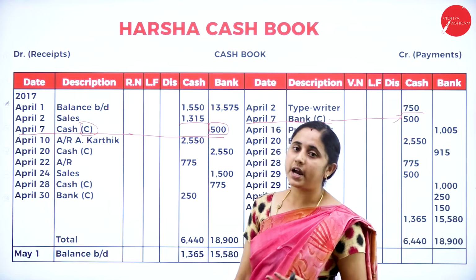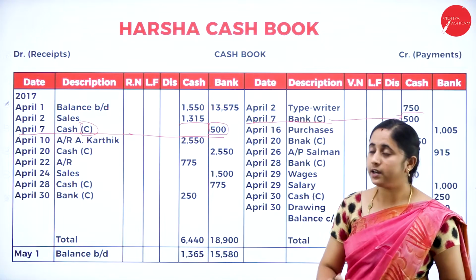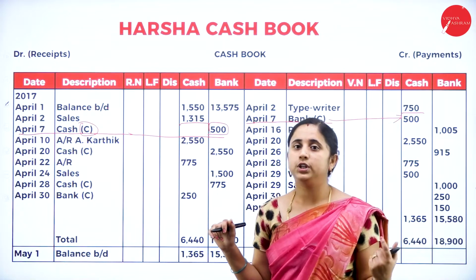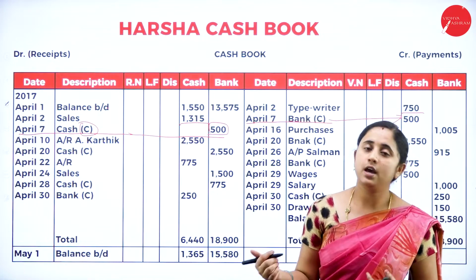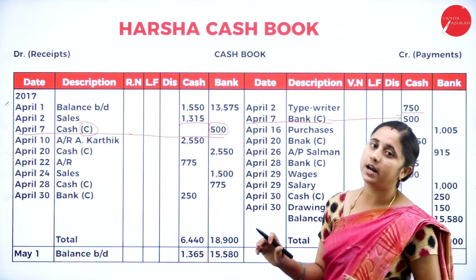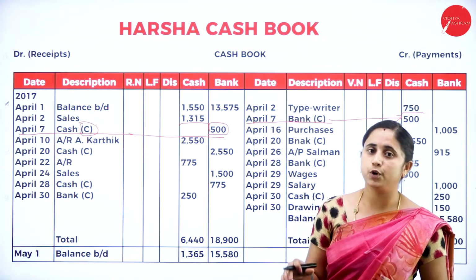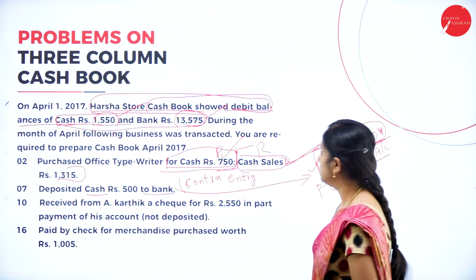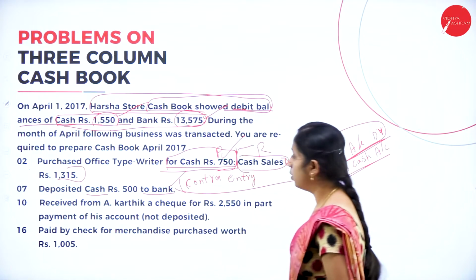For a contra entry, twice we need to enter, once on the debit side and again on the credit side, one for the cash transaction and another for the bank transaction. Mainly, contra entry means bank and cash are involved in a single transaction. So this contra entry is over.